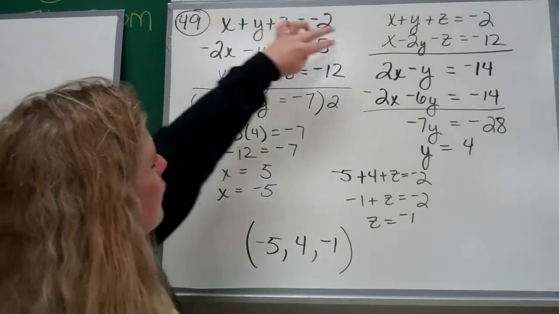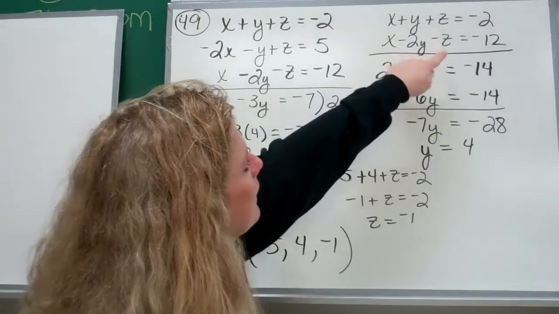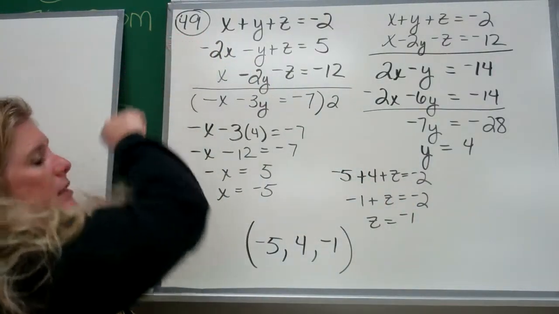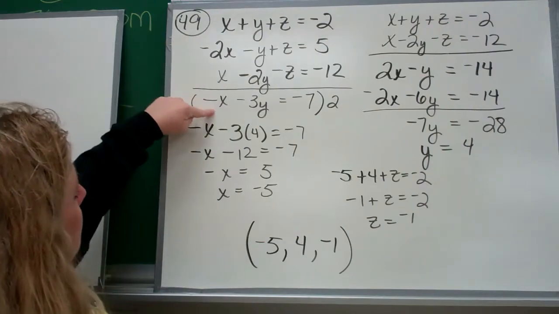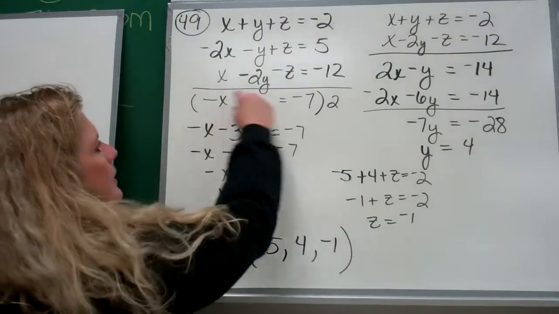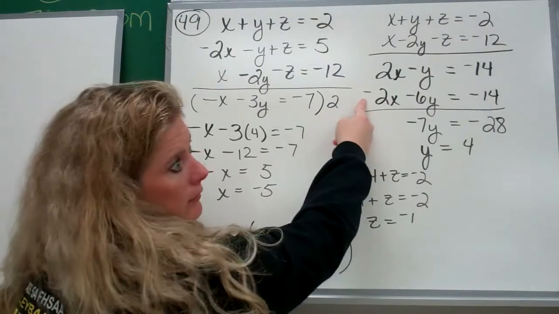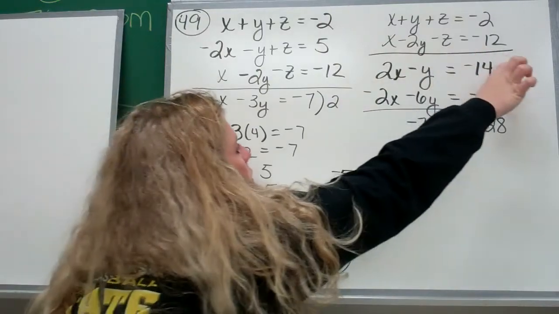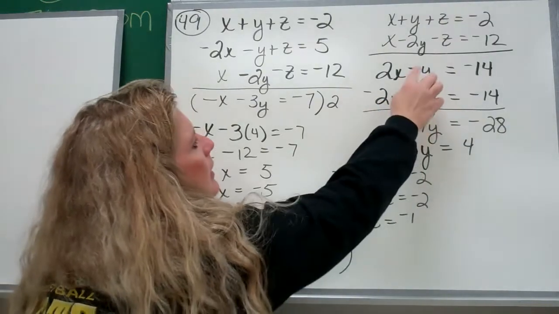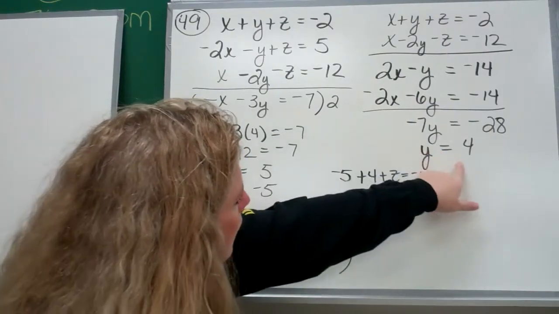So I took the first and the third, rewrote them over here, add them, you get 2x minus y, the z's are gone, equals -14. Take these two equations, add them, -x minus 3y equals -7, the z's are gone. Now I'm going to take this equation, multiply it by 2, that's this step here, rewrite it over here. And now I've got these two equations, and I'm going to add those. So I've got 2 and negative 2, that's 0x. Negative y, negative 6y is negative 7y. Divide by negative 7. Y is 4.